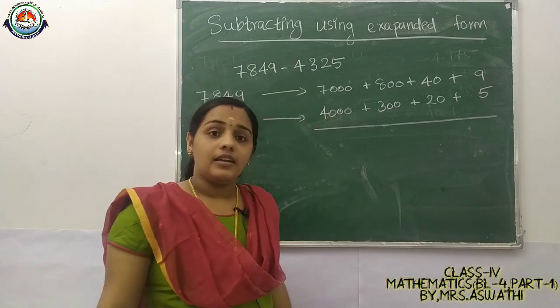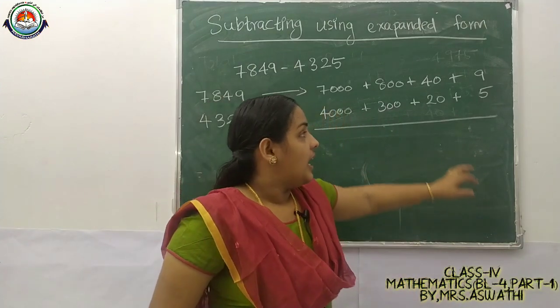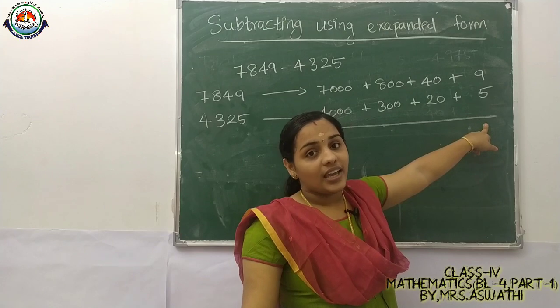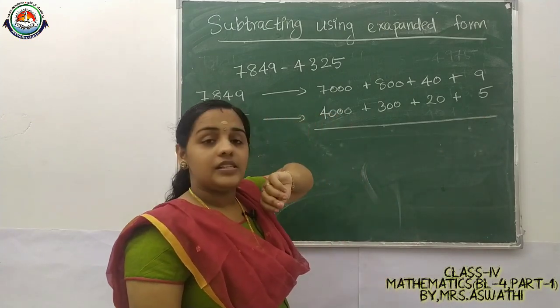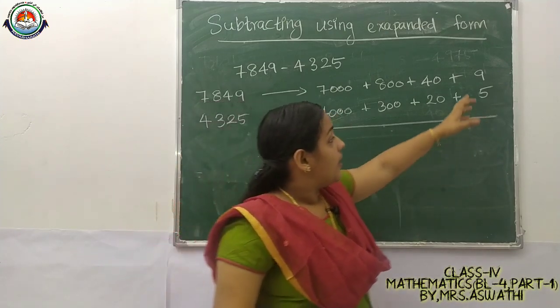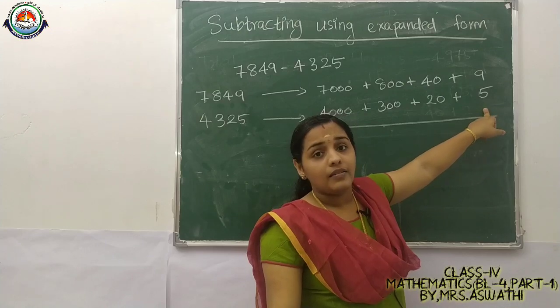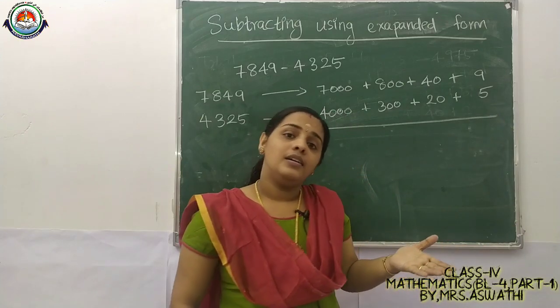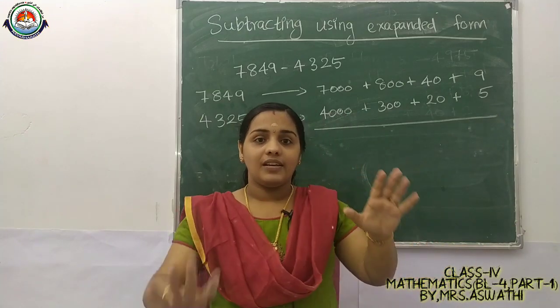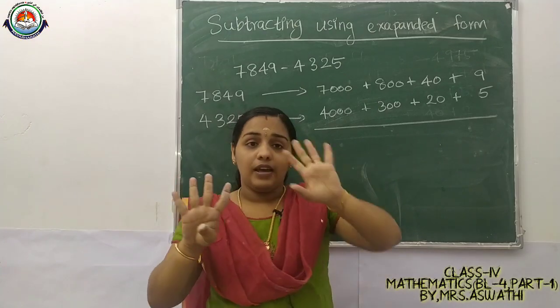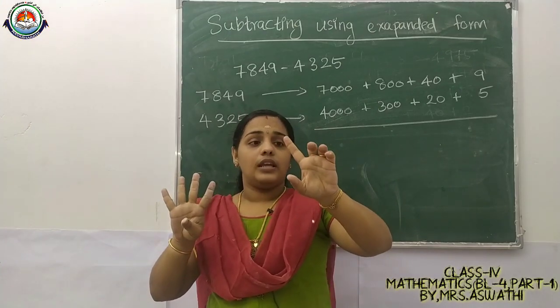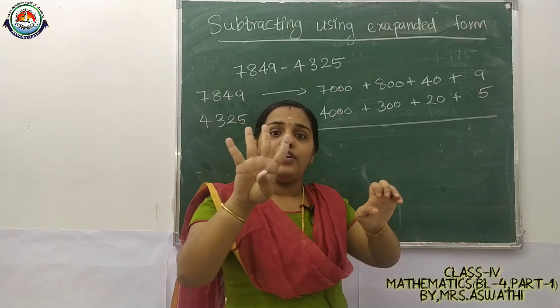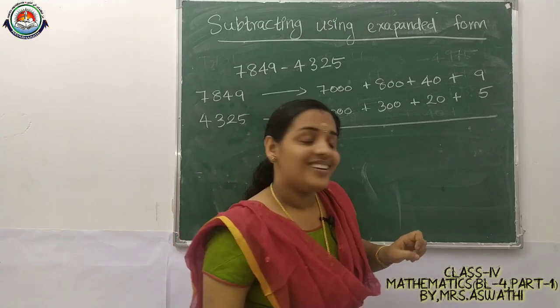First we start subtracting from the ones digit. Which is the number in the ones digit? 9 and 5. So we get 9 minus 5. 1, 2, 3, 4, 5. The answer is 4. Okay.